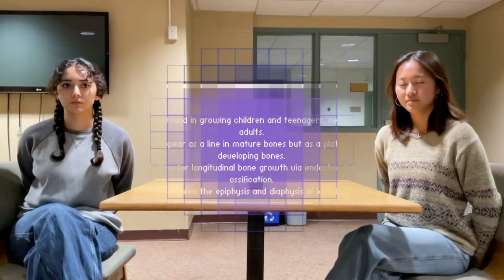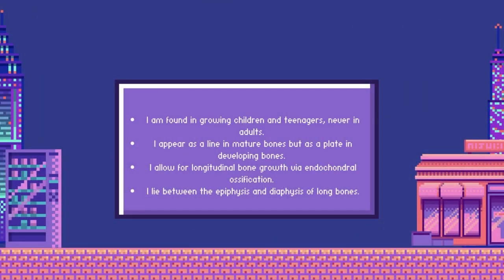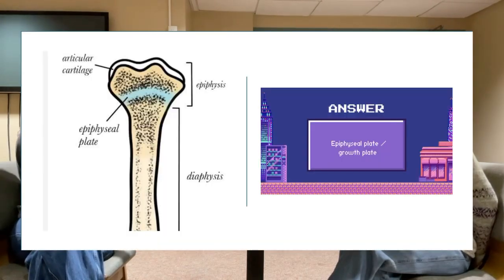Round 7. I am found in growing children and teenagers, never in adults. I appear as a line in mature bones, but as a plate in developing bones. I allow for longitudinal bone growth via endochondral ossification, and I lie between the epiphysis and diaphysis of long bones. Who am I? That's the epiphyseal growth plate, or just the growth plate, because it's only located in teenagers and kids, and it just appears as a line rather than a plate in adults because they're done growing.